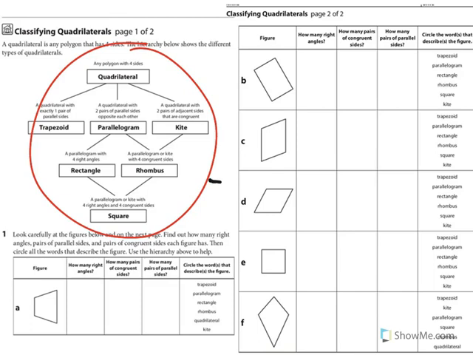Okay, let's take a look at figure A. How many right angles do you see? I see 0. Hopefully you did too. How many pairs of congruent or equal sides? Well, it looks like those 2 are congruent, but are these 2 congruent?